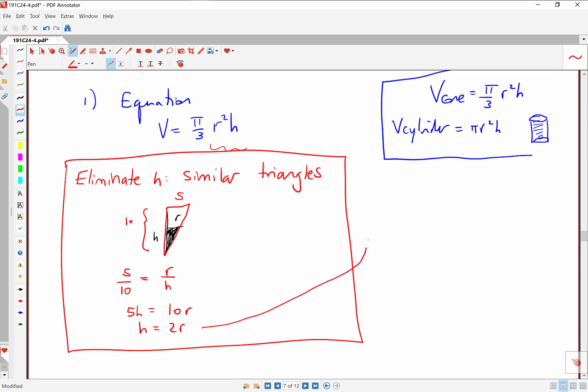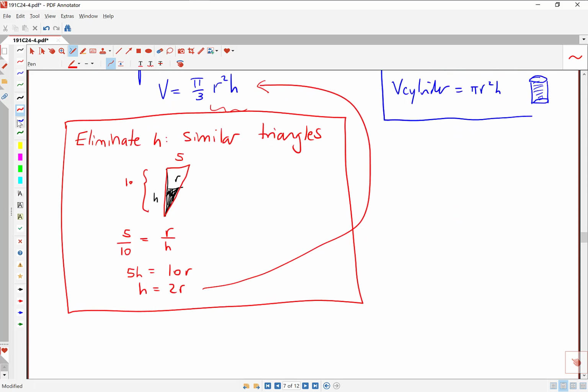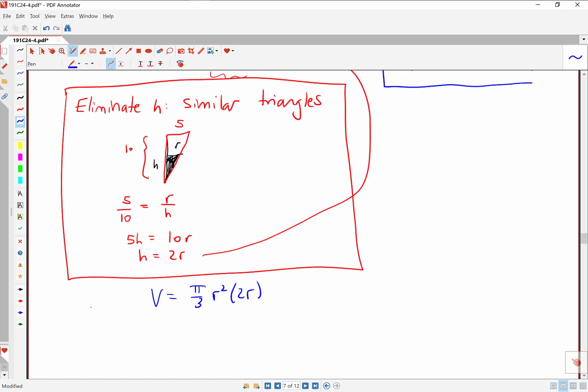So we're going to take this h, we're going to sub it in to this equation and get a new and improved equation. Instead of saying v equals pi over 3 r squared h, we're going to say it's pi over 3 r squared times 2r, and we might as well just call that v equals 2 pi over 3 r cubed. Okay, and I'm going to put a happy face there because now we've got h entirely out of the problem, and we've just got a problem involving r and v.